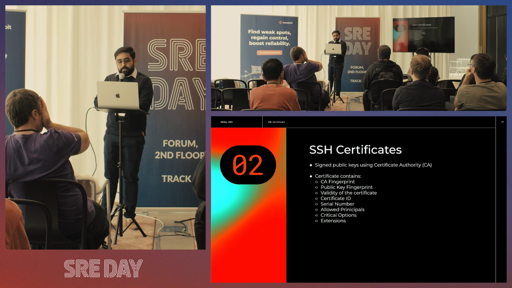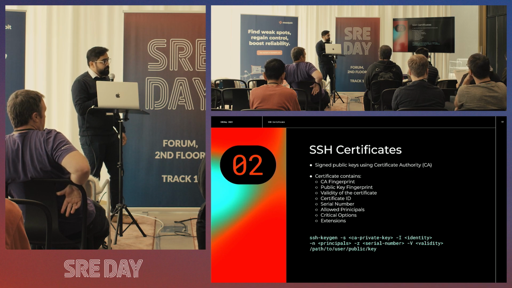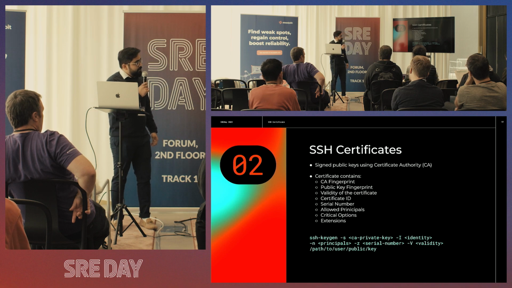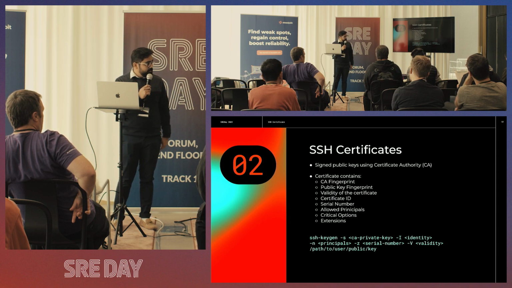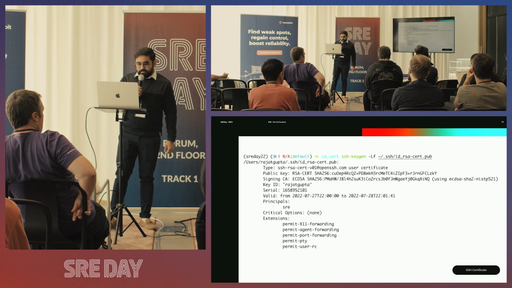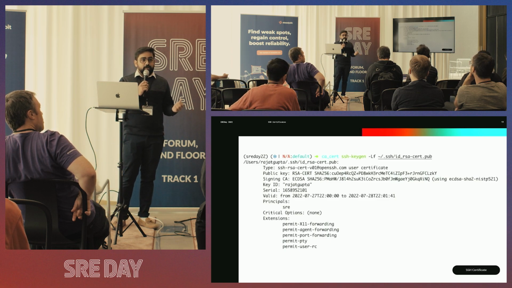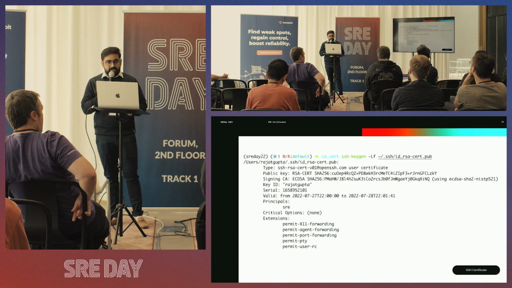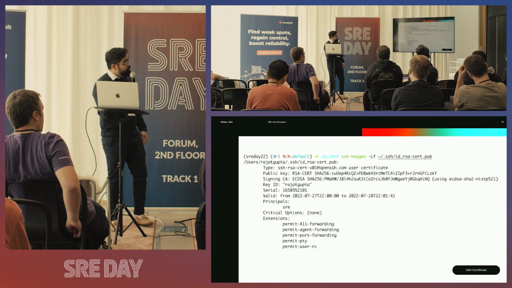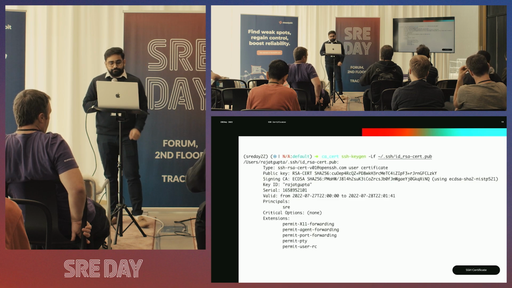Now the question: how can I create certificates? This is a simple command. You can try it on your terminal to get your certificates. For example, if I create a certificate from this, something like this pops out. If you see the certificate, it has the ID of the certificate, which means to whom this certificate belongs, what the serial number of that certificate is, and what the validity is. You can see this is valid for a day. It also shows the allowed principals, extensions, and critical options.